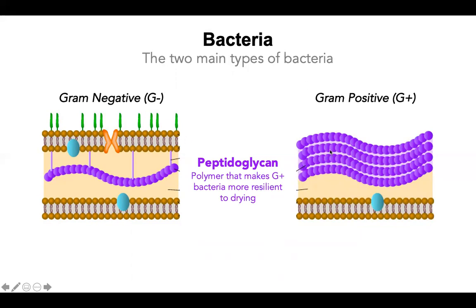Now, this thick peptidoglycan wall here for Gram positive bacteria means that it's a little more protected. It's a lot of material out here, and it actually makes them more resilient to things like drying, for example.